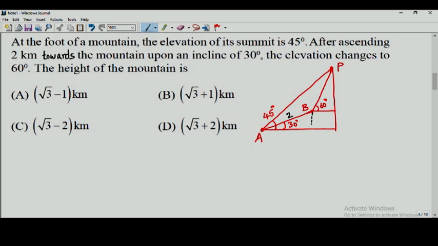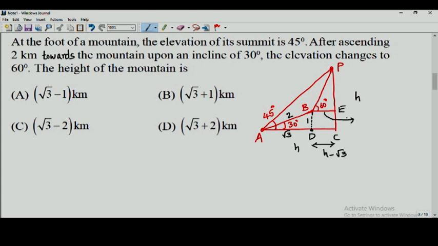Let's join this point. As it is given 45 degrees, AC should be equal to PC. So let PC be H, and AC should be H. In this 30 degrees triangle, if it is 2, if it is 1, and its multiplication will be root 3, means AD is equal to root 3. So DC will be equal to H minus root 3.